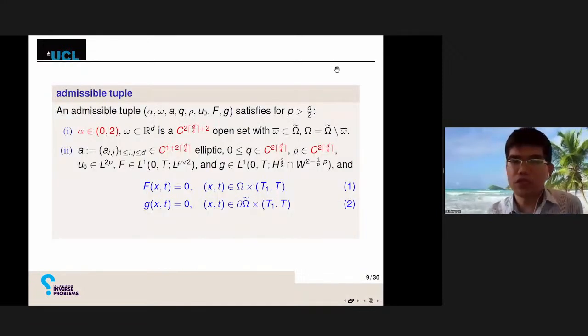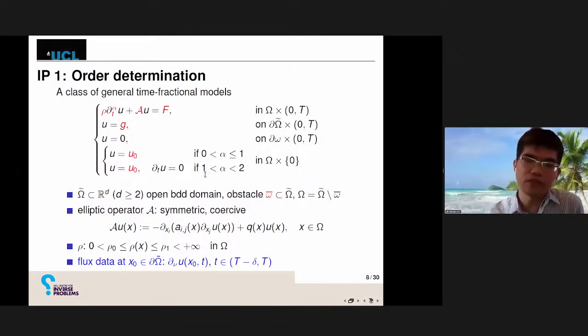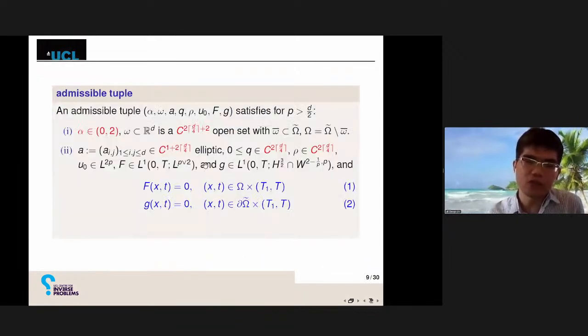And in order to describe the results, I need to assume a little bit. I assume that this alpha is between 0 and 2, so it can represent either the subdiffusion or diffusion wave equation. And this is the domain, and it has suitable regularity, and so do all the coefficients. Even though they are unknown, they also have some regularity. So they are not known, but they have some regularity.